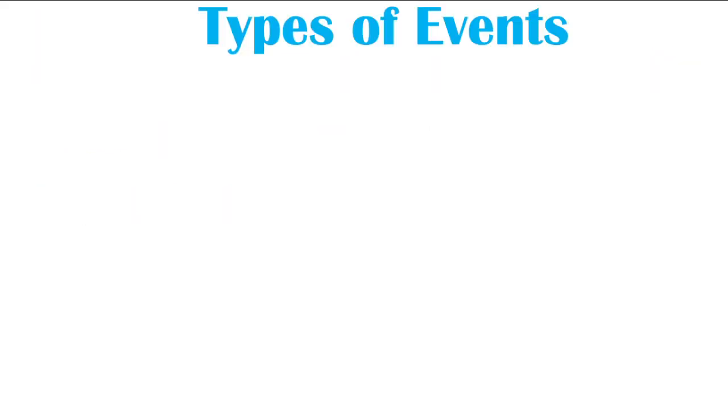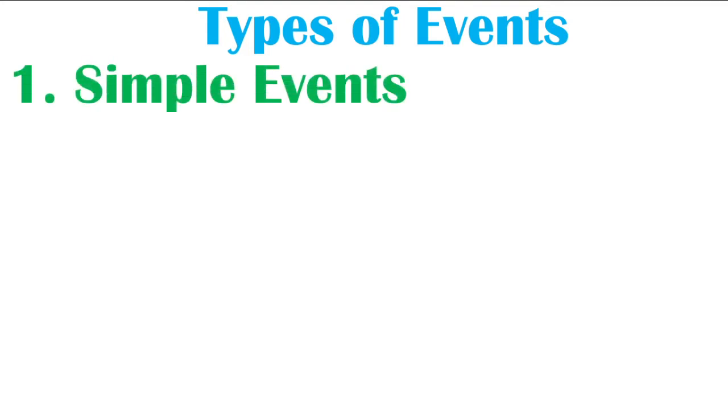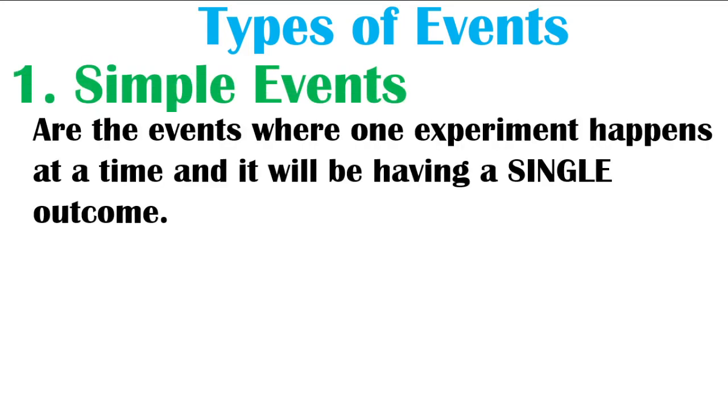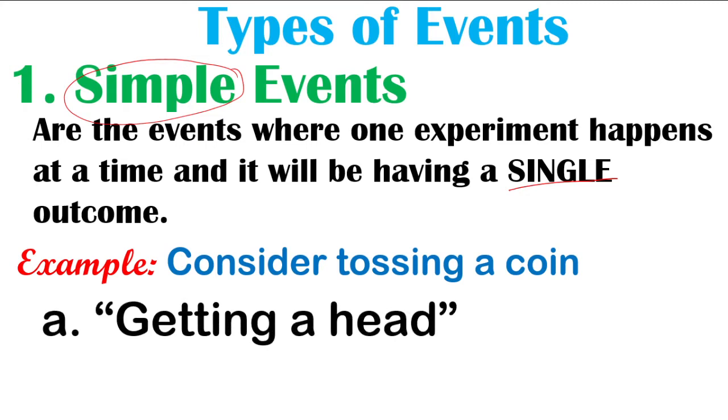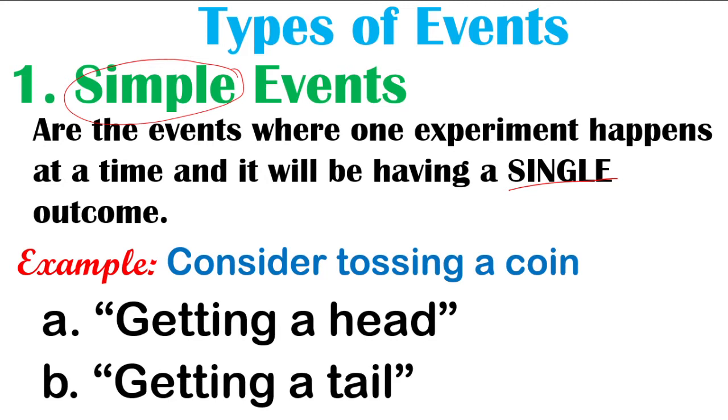Now, we have different types of events. The first one is simple events. What is a simple event? These are events where one experiment happens at a time and it has a single outcome. That's why it is called a simple event. We will discuss the other type later. For example, again consider tossing a coin. Getting a head is a single outcome. Getting a tail is also a single outcome. Therefore, this kind of event is called a simple event.